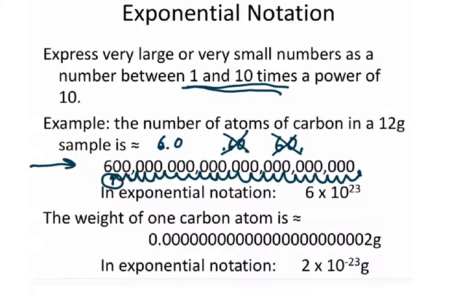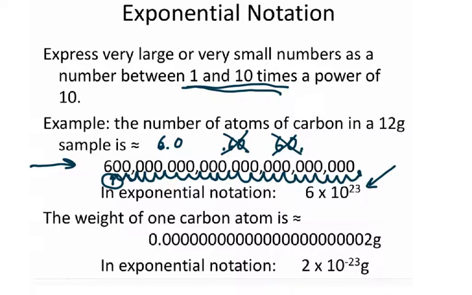So notice that since I moved it 23 spaces to the left, that becomes the exponent. And notice how the exponent is positive. At the end of the lesson, I'll do a summary. But notice when I move the decimal point to the left, like I did in this number, the exponent happens to be a positive number, in this case 23.